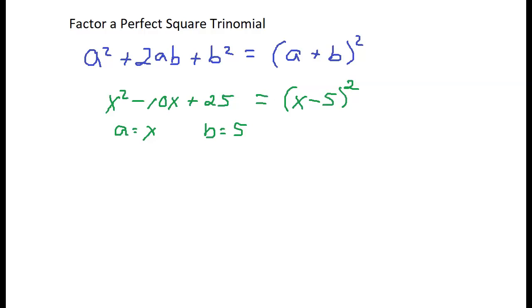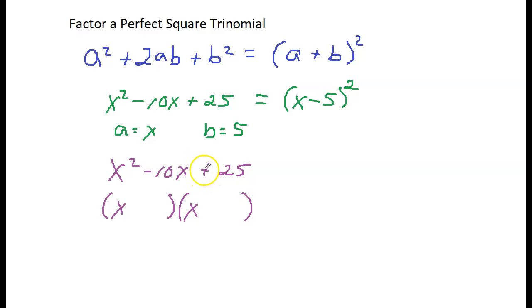Okay, now what if you didn't recognize this was a perfect square trinomial? Could you have still factored it? Yeah, you could have. We could have said, okay, x squared minus 10x plus 25. I could have just done two sets of parentheses. I know I'm going to have an x and an x.